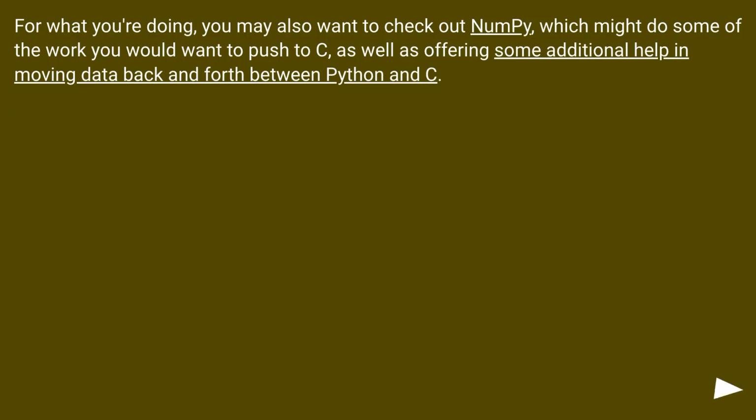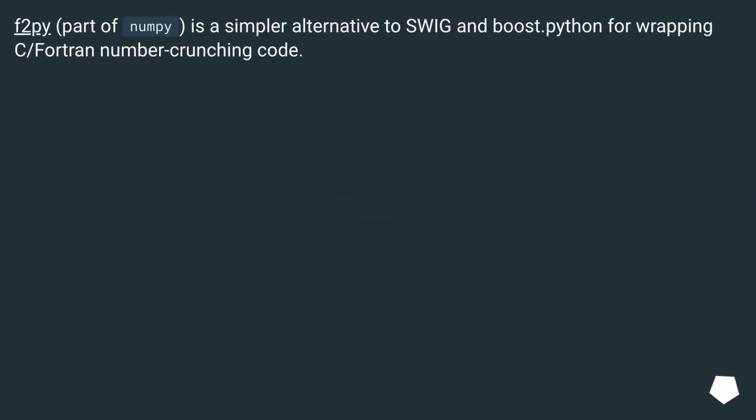For what you're doing, you may also want to check out NumPy, which might do some of the work you would want to push to C, as well as offering some additional help in moving data back and forth between Python and C. F2Py, part of NumPy, is a simpler alternative to Swig and Boost.Python for wrapping C/Fortran number crunching code.